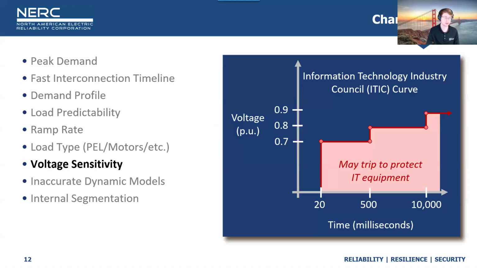Another characteristic we're looking into is voltage sensitivity. So a lot of the data center equipment is very sensitive to low voltages, and they might trip in order to protect their IT equipment at voltages as low as 0.6 per unit for just 1 or 2 cycles. So this is certainly something where the data center industry and the utility industry need to collaborate to figure out what the limits are there and when we can expect them to trip.